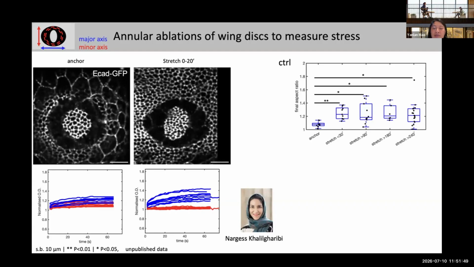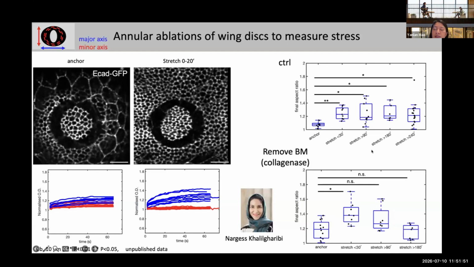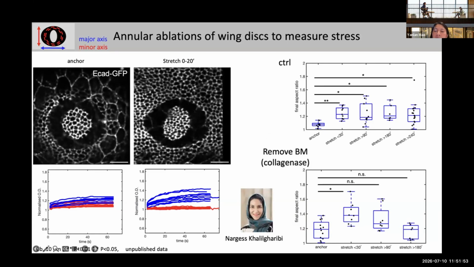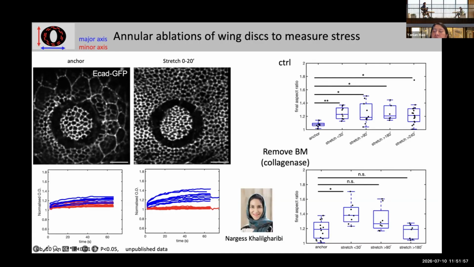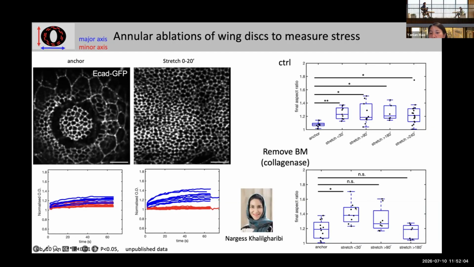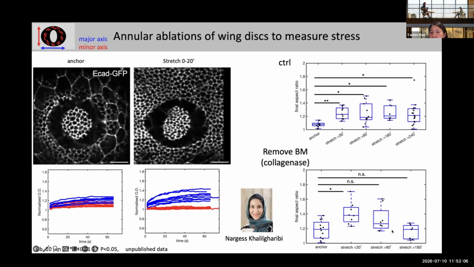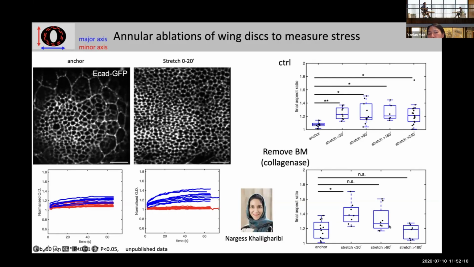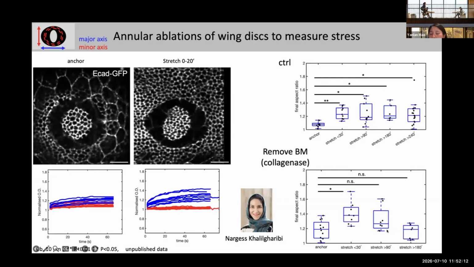Would it relax faster? And so what we did is to do this exact set of experiments, but actually remove the basement membrane with collagenase. And what we find is that actually the initial tension goes up very high as the control, but the stress relaxes much faster. After about, between basically 2 hours or so, the stress has already come back to the original stress.